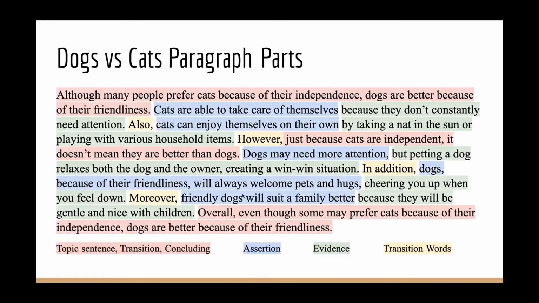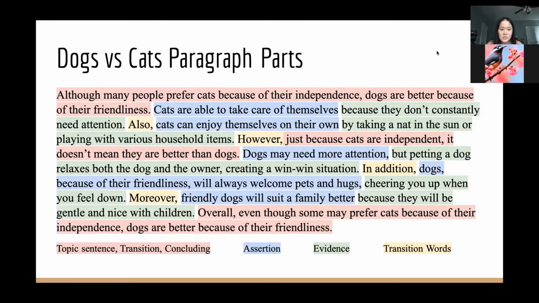So I'm going to skip this part and just show you what it is like color-coded wise. The red is the topic sentence, the transition sentence, and the concluding sentence. Assertions are blue, evidence is green, and transition words are yellow. Transition words are really important because they help connect your paragraph together and make things flow between each assertion. So once you give one assertion and you have something related to it, you can say things like in addition, or also, or moreover. Using those words will help your paragraph become a lot smoother.